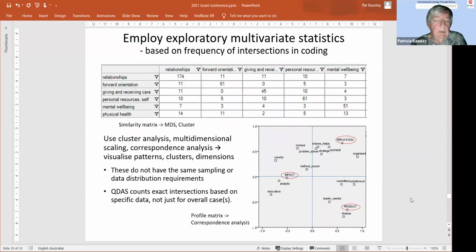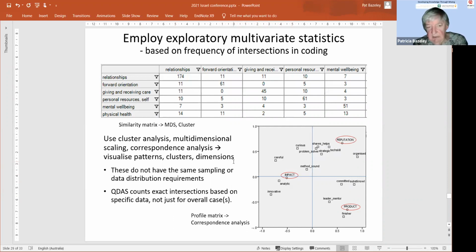The other way that you can look at conversion is to look for something like frequency of intersections in coding and generate some exploratory multivariate statistics. And these do things like cluster analysis, multidimensional scaling or correspondence analysis that allow you to visualize patterns or clusters or dimensions. I won't go into depth on these, but basically just to say that that's possible and that they don't have the same sampling or data distribution requirements.